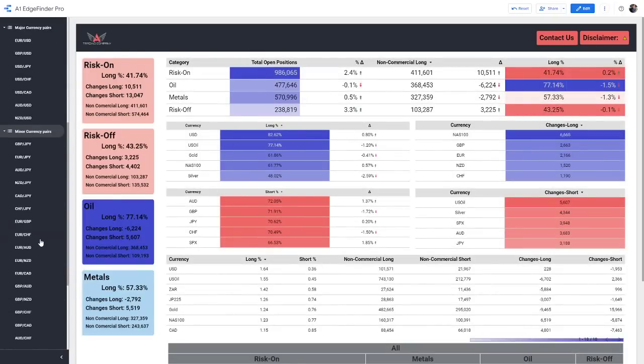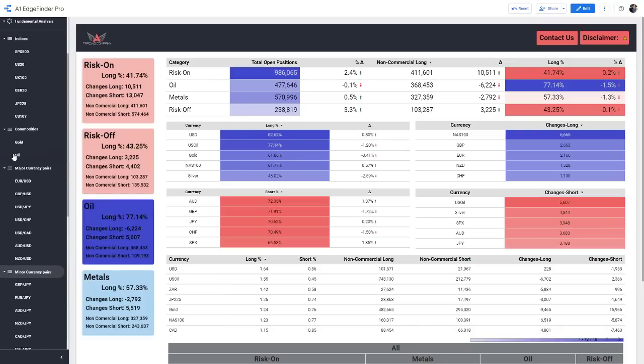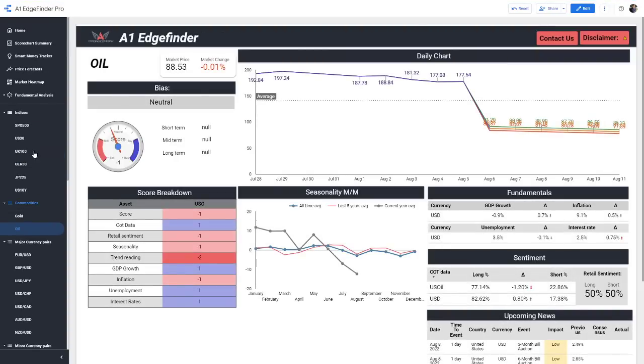We have so many pairs now. We have all of the major and minor pairs that most traders look at. We have oil and gold. We just made some adjustments to oil to factor in Brent crude. So it adds all sorts of stuff here.